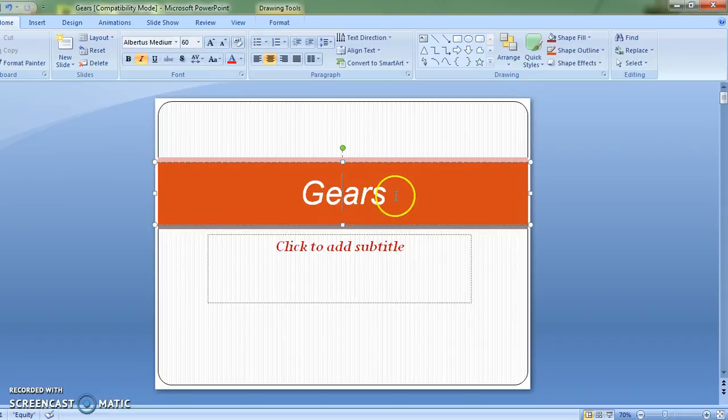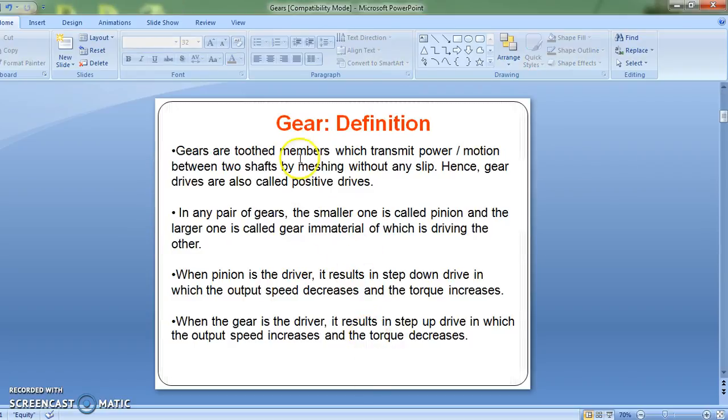Hello everyone. Today we will study the topic of gears. Gears are tooth members which transmit power or motion between two shafts by meshing without any slip. Hence, gear drives are also called positive drives.